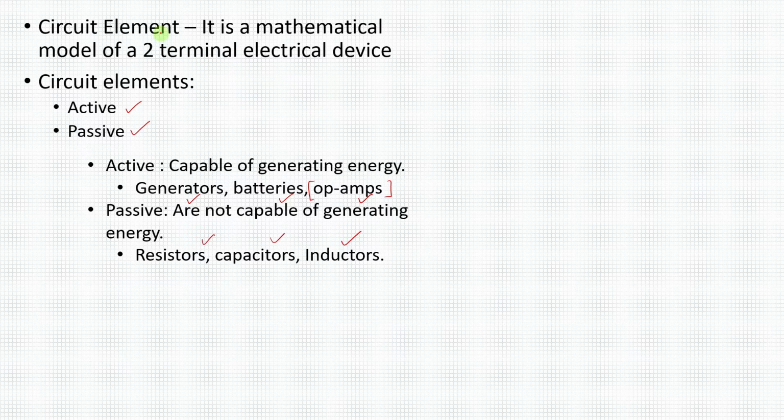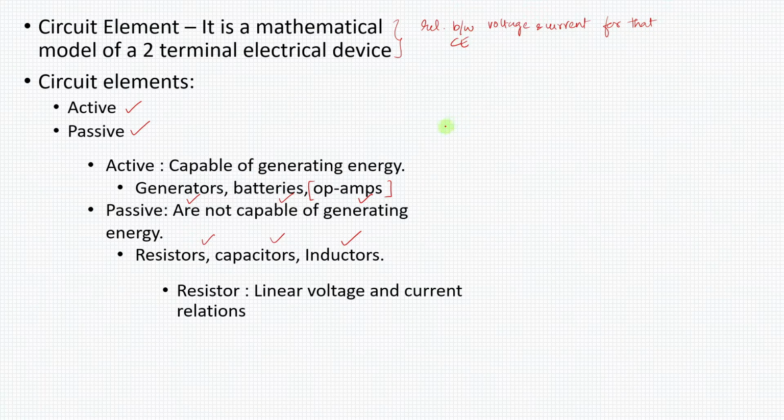Now, I already told you a circuit element is a mathematical model of a two-terminal electrical device. So what is this mathematical model? In electrical engineering, usually this mathematical model is a relationship between the voltage and current for that circuit element. Now in case of a resistor, you will have a linear voltage and current relationship. Any element which has a linear voltage and current relationship is called a resistor.